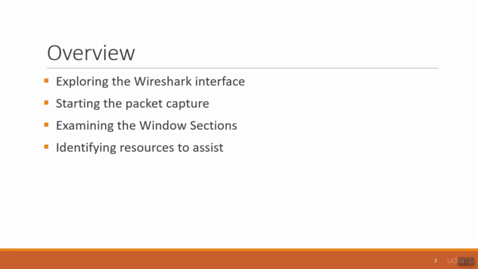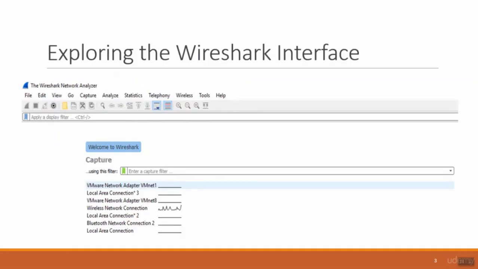We're going to identify some resources to assist. That is, where can we go from here? We have more material in the course, but also places you can go and learn more information about this wonderful tool. So this is the actual Wireshark interface. When you have a look here, you see we've got Welcome to Wireshark, and under there you have these network adapters. The wireless network connection actually has a graph on it. That shows you that the wireless network connection is currently capturing packets on the network.